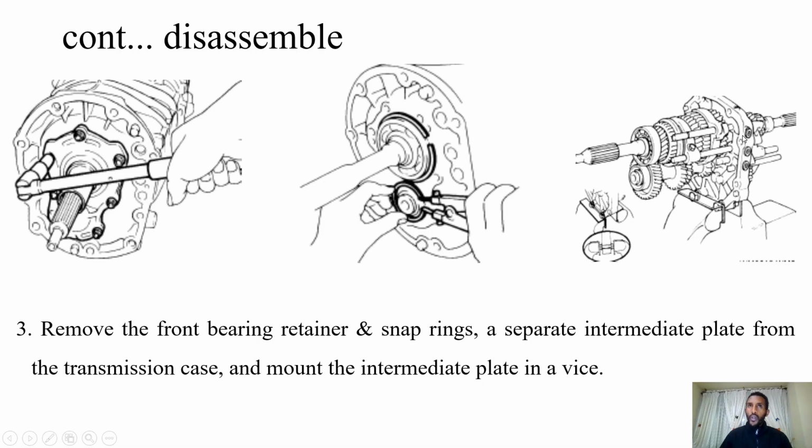This interconnects both the extension housing and the main housing part. So we should remove this one, and we should mount this intermediate plate in a vice for proper working, or for proper operation.